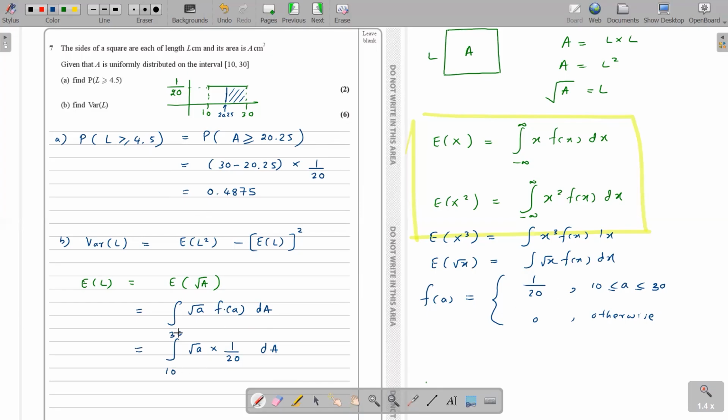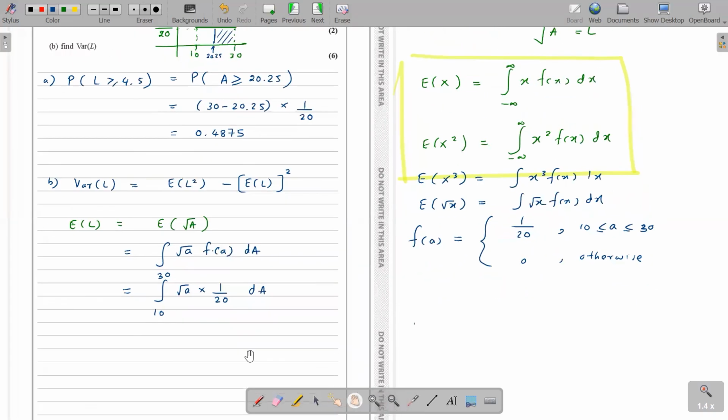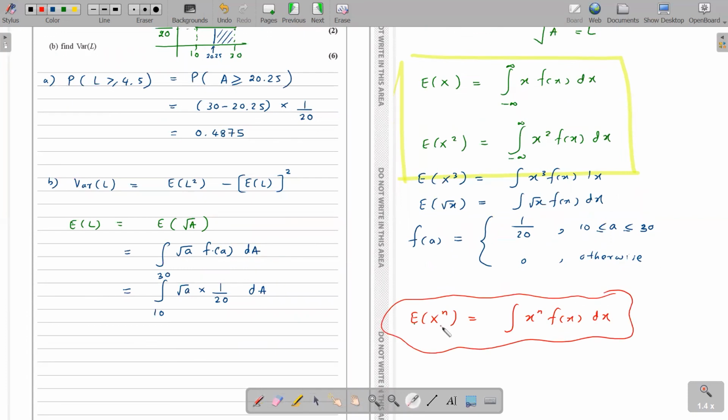Do you realize what's going on here? Basically, understand the definition of E(X). The E of X to the power n rule is given to you, right? E of X to the power n is integration of x to the power n times f(x). Are you with me? Use this rule. So here x to the power half means x to the power half times f(x). Here just the variable letter has changed from x to a. That's all. Okay.